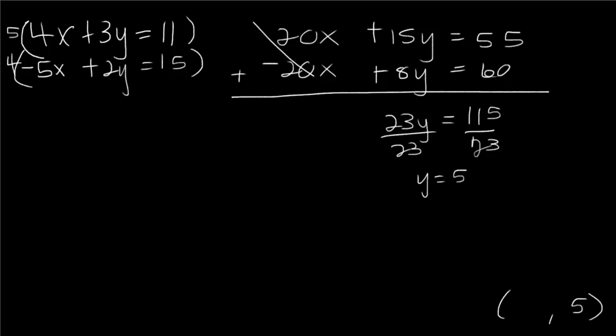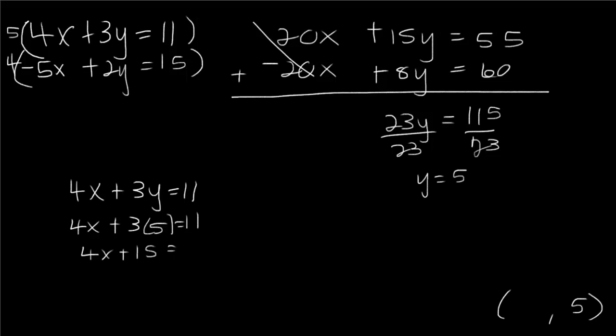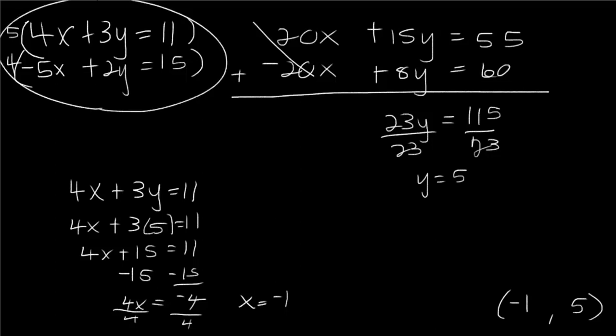Well, I'm going to plug this 5 into one of the originals, so 4x plus 3y equals 11. Well, if y equals 5, then 4x plus 3 times 5 equals 11. Well, 4x, 3 times 5 is 15, equals 11. Subtract your 15, and you get negative 4 equals 4x. Divide by 4, and you get that x equals negative 1. And this coordinate represents where these two lines would cross on the graph.